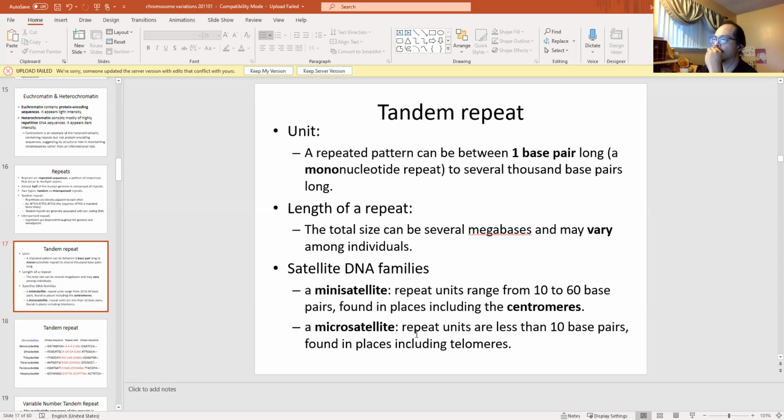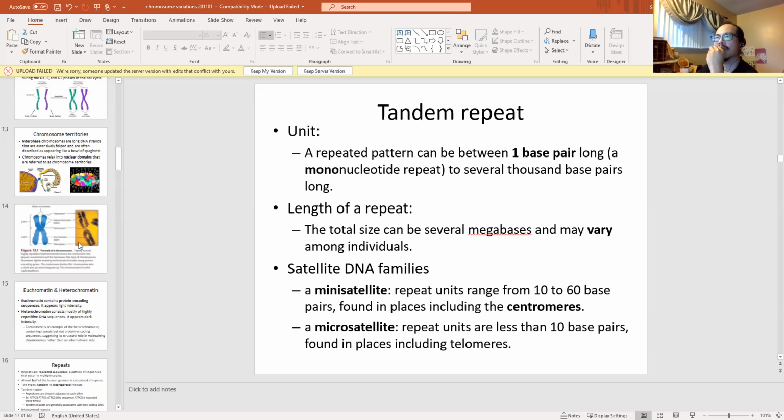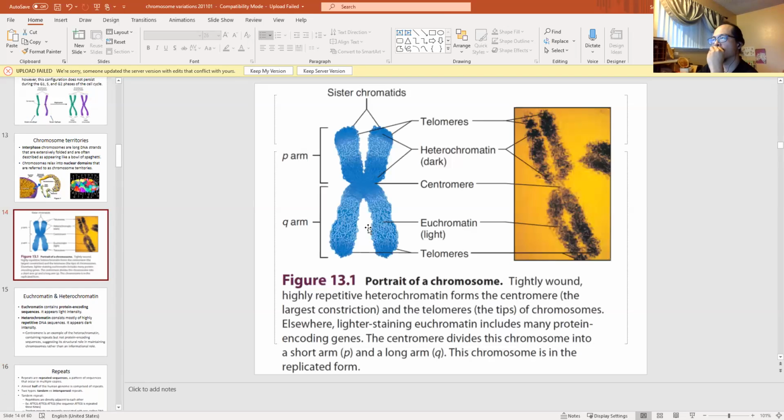And microsatellites can be found in the telomere. We haven't really talked about the telomere yet, but we will. It is here, the tip of the chromosome. You can see this is also heterochromatin that basically consists of a lot of repeats.